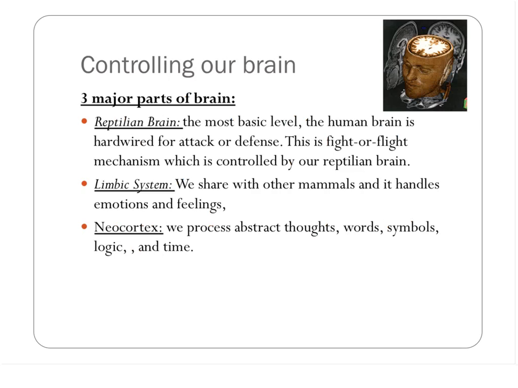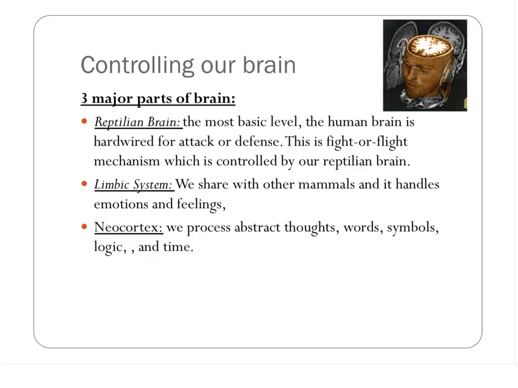So in order to explain that, let's talk about your brain a little bit. The brain basically consists of three major parts. We have the reptilian brain, which is the most basic level. The human brain is hardwired for attack or defense. This is fight or flight, which is controlled by the reptilian brain.